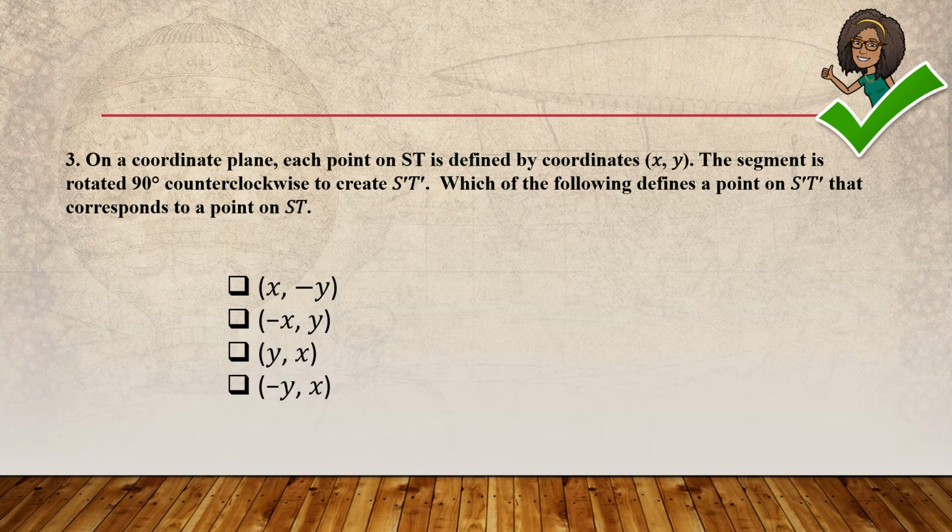All right, let's look at the last one. On a coordinate plane, each point on ST is defined by coordinates x and y. This segment is rotated 90 degrees counterclockwise to create S prime T prime. Which of the following defines a point on S prime T prime that corresponds to point ST? So remember, counterclockwise means that we take the original points that we have, we switch the points, and the y becomes opposite. So obviously the one that is the rule for 90 degrees counterclockwise will be the last one.